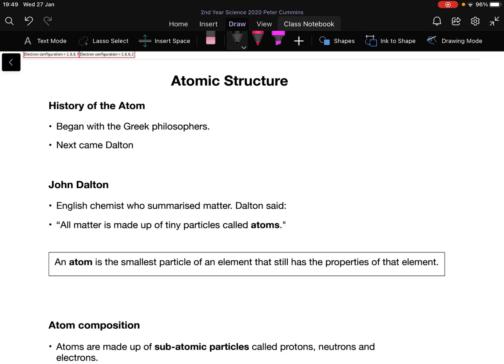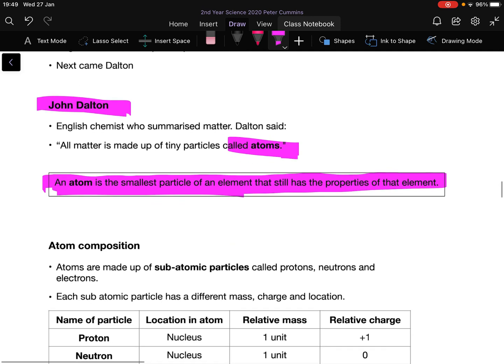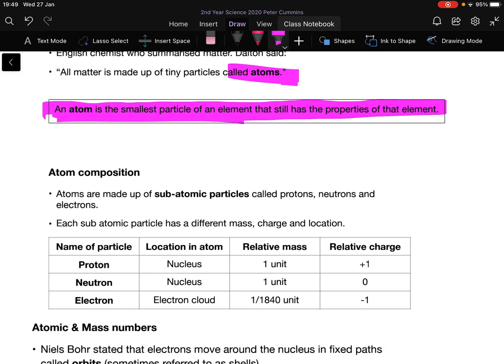A small bit more about the history, which I'm sure you did last year, but a couple of things. If you're thinking of who came up with the atom, it was John Dalton, and he came up with this definition, which is important. An atom is the smallest particle of an element that still has the properties of that element. Just a bit of the lingo: you have 3 subatomic particles, protons, neutrons, and electrons, which you remember from last year.